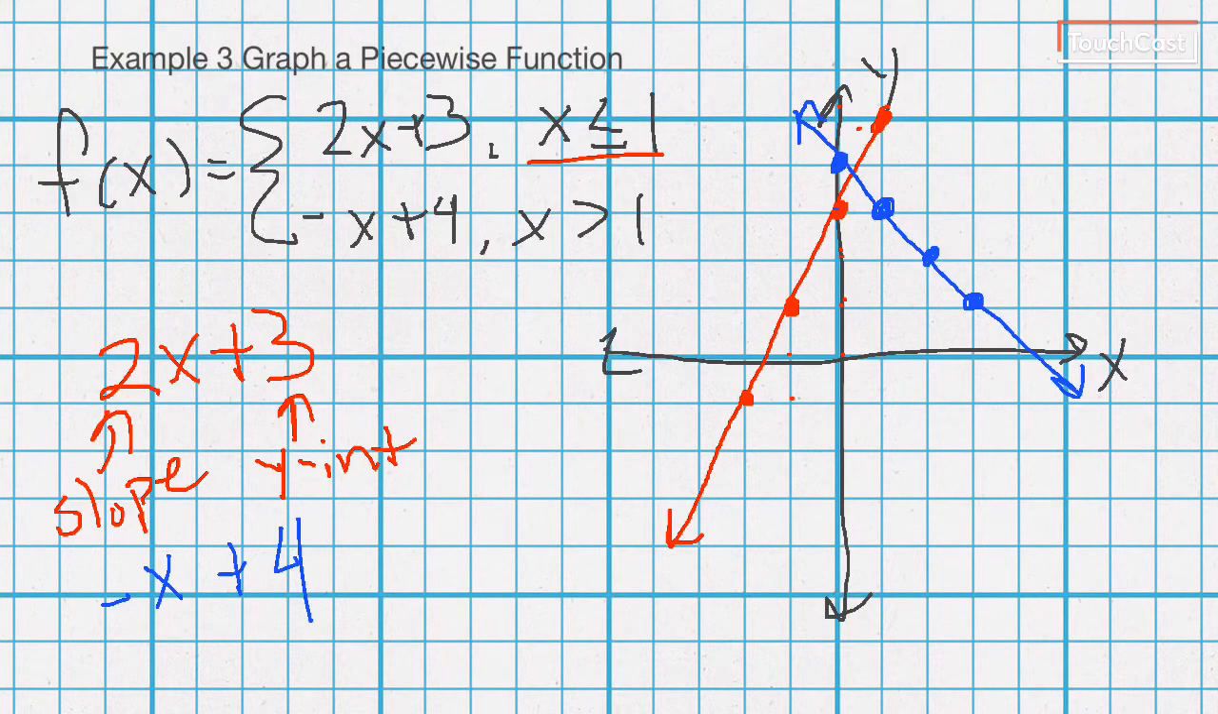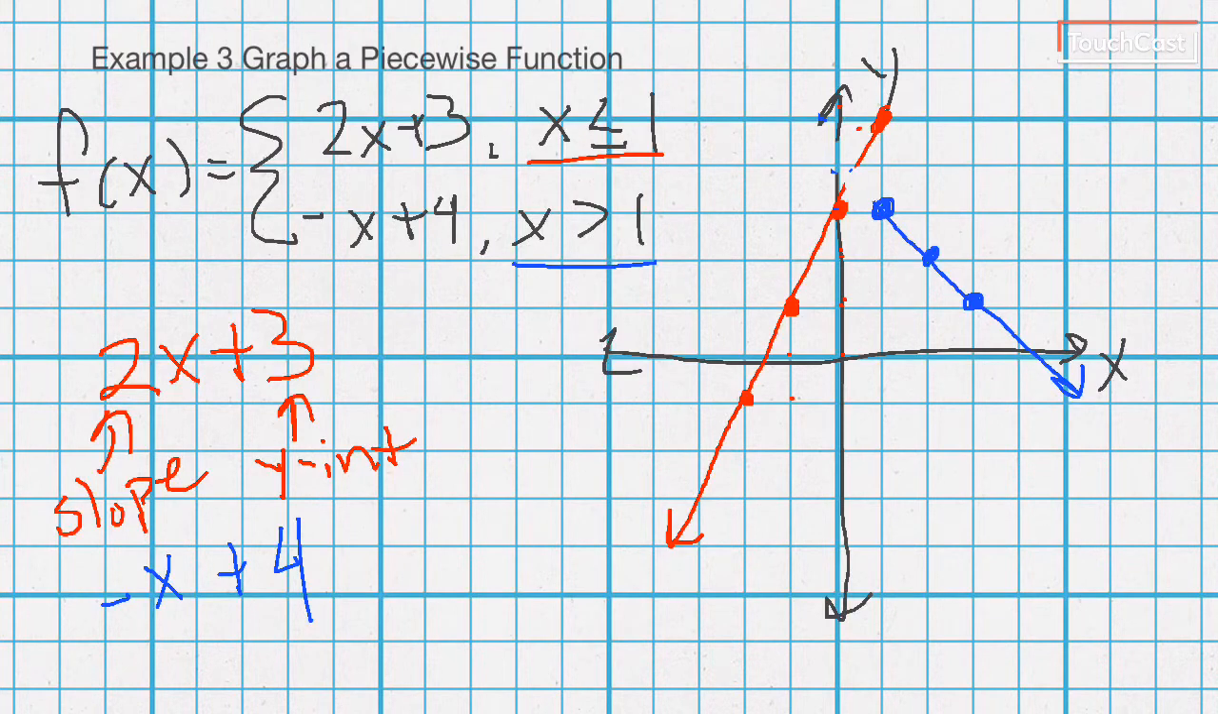In my blue line, my condition is that x is greater than 1. So I'm going to erase all the parts of my line where x is less than 1, which means I'm going to erase everything to the left of 1. I might have to come back and fill back in some of my red line.